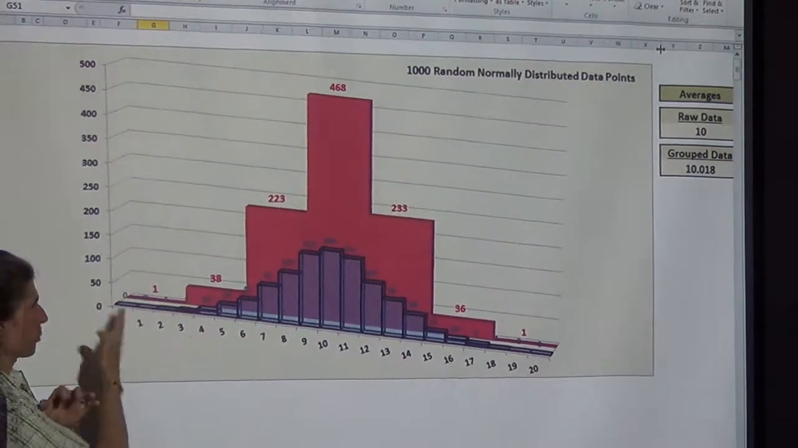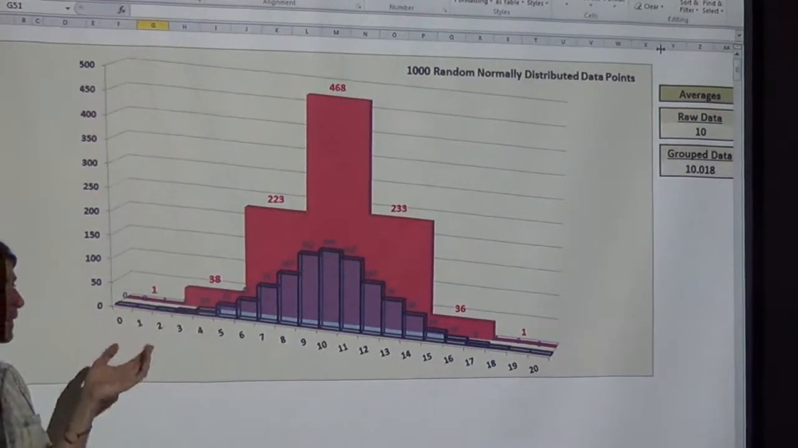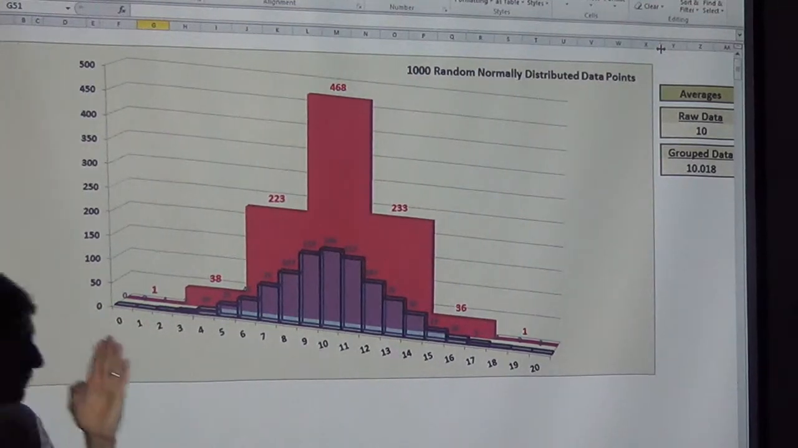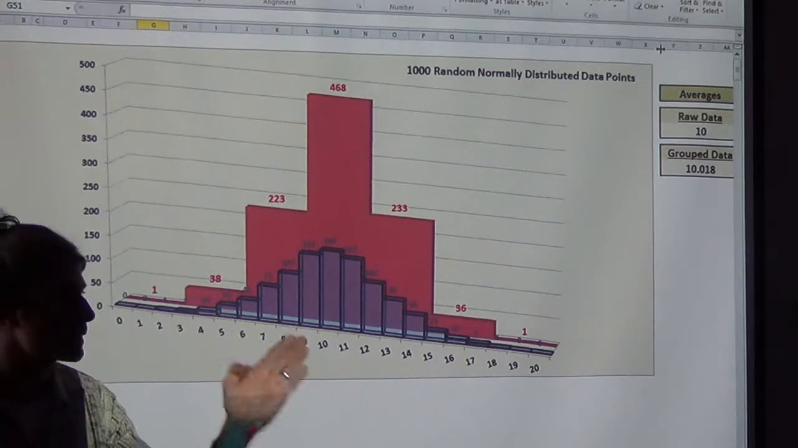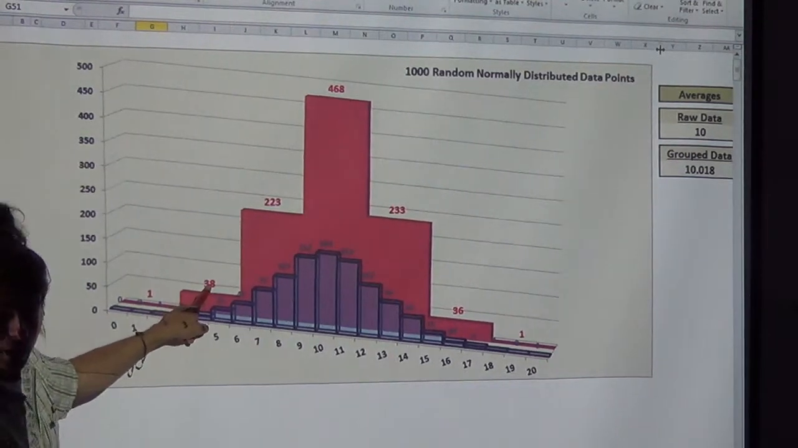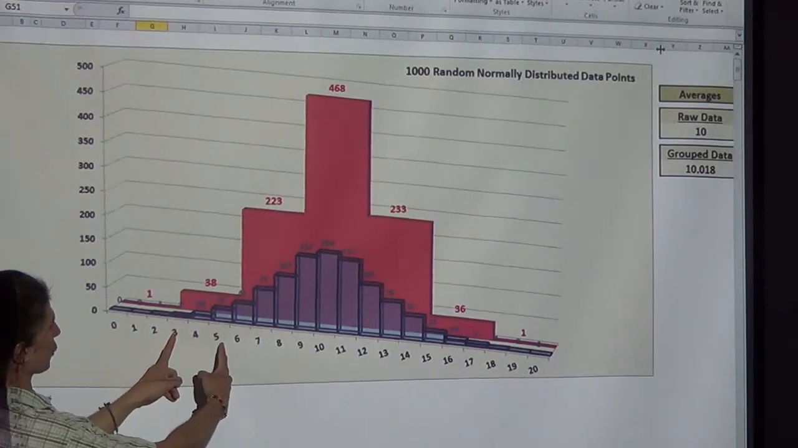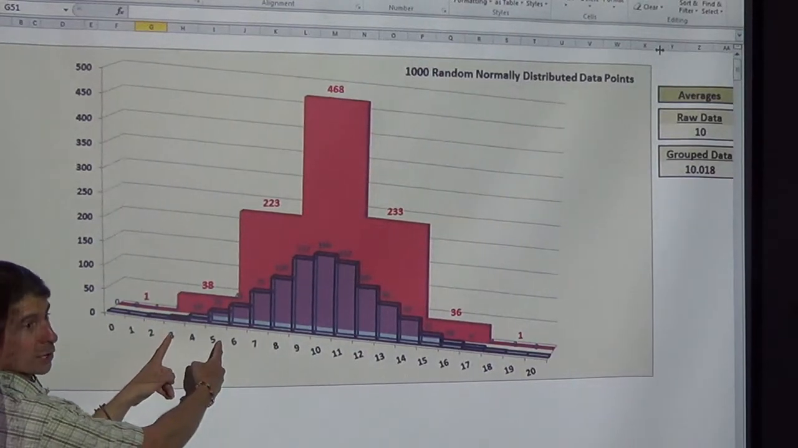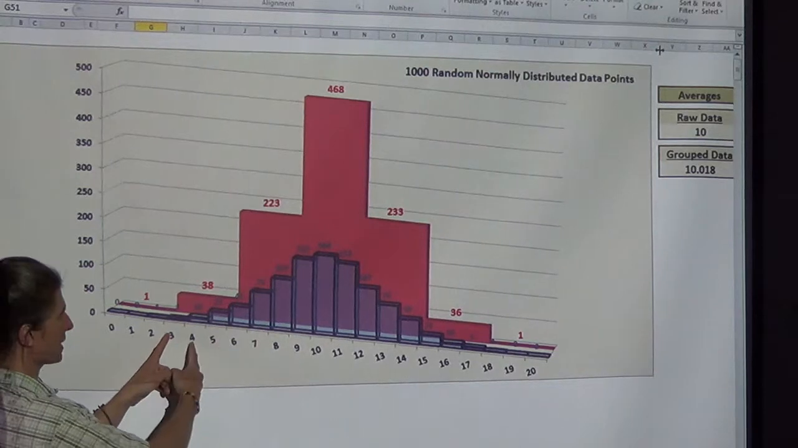Because if all you have is the group 0, 1, and 2, you can't say, oh, it's a 2. You assume it's in the middle of each of the groups, yes? You assume it's in the middle. This group here, that has 38 in it, that spans the distance between 3 and 5. So what are you going to say they all are? You're going to say they all 4.